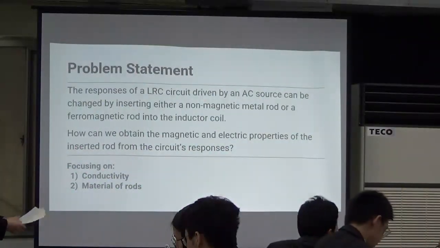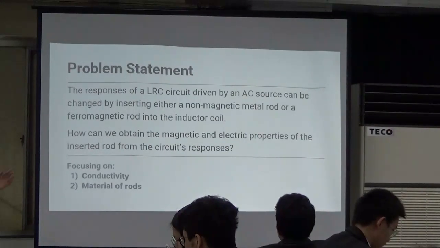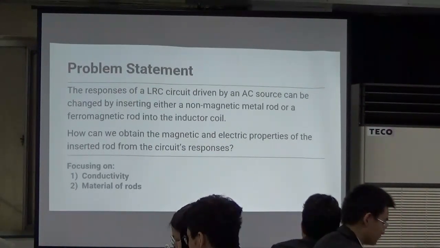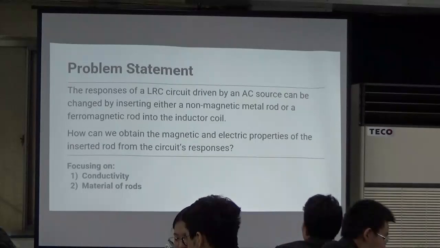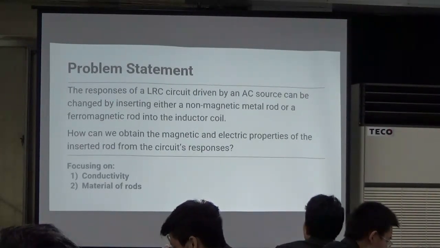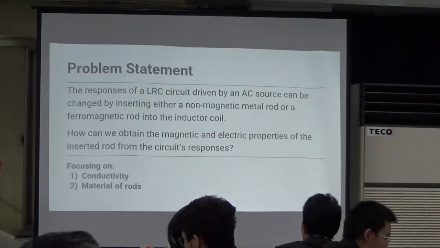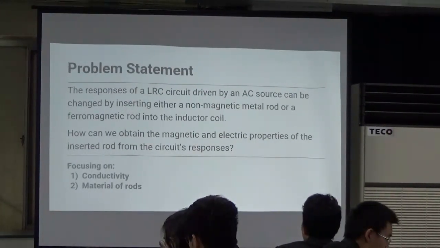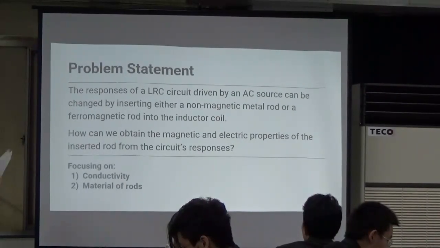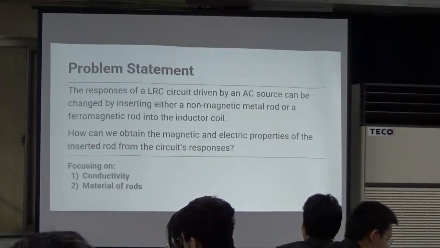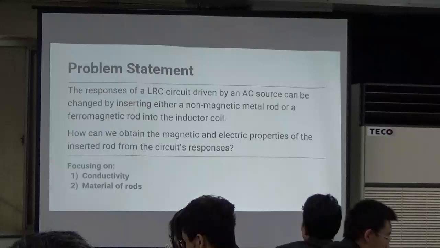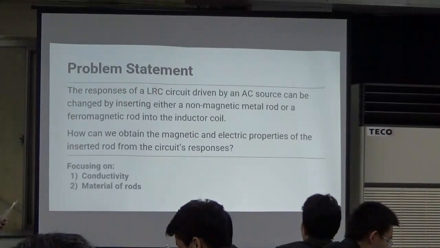Well, first of all, the problem statement is like this. The responses of an LRC circuit driven by an AC source can be changed by inserting either a non-magnetic metal rod or a ferromagnetic rod into the inductor coil. So how can we obtain the magnetic and electric properties of the inserted rod from the circuit's response? And our focusing point will be on the conductivity and the materials of the rods.